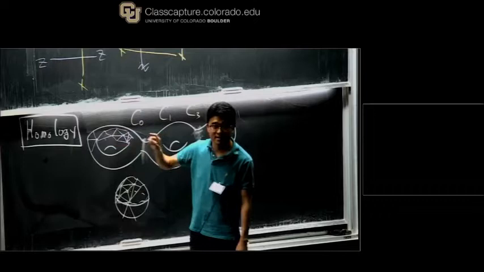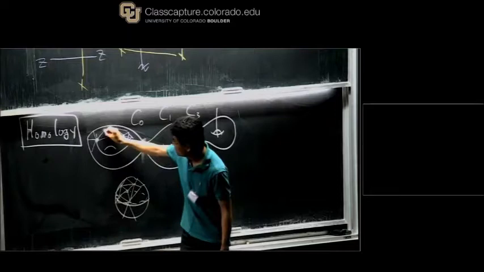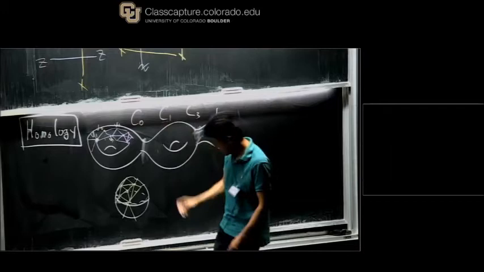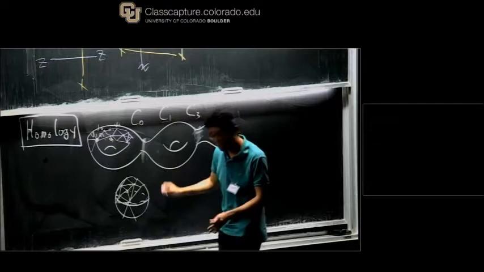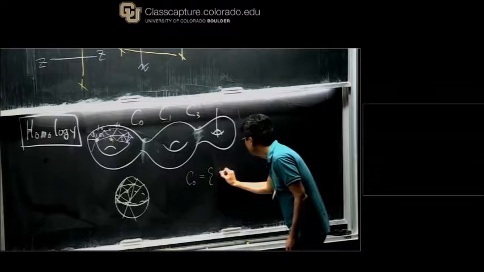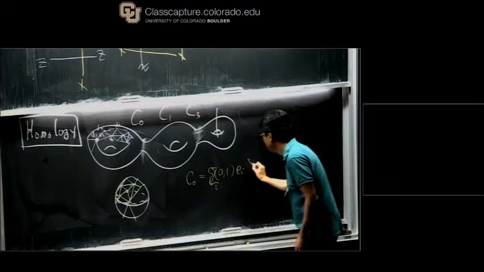What does that mean? I literally label vertex number 1, vertex number 2, V1, V2, V3, V4, and so on. I label them all. By the same token, I label edge 1, edge 2, and so on. I label them all. And also, I label all the faces. And you consider all possible formal linear combinations of those labels.